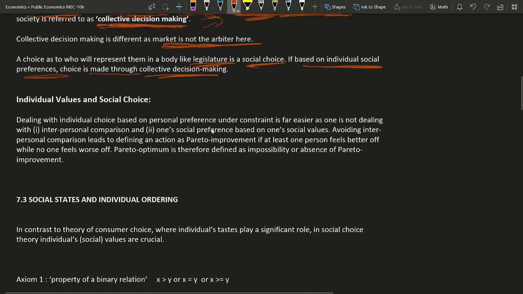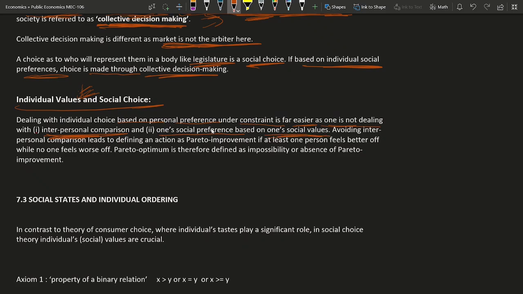Next is individual values and social choice. See, an individual's value may not be his own best judgment. It could be that he is under pressure of society, or what the people will say, or he could be under the impression of how other people will be affected by it, or he may be affected by other people's choices. So dealing with individual choice based on personal preference under constraint is far easier, as we are not dealing with interpersonal comparison or one's social preferences based on one's social values.